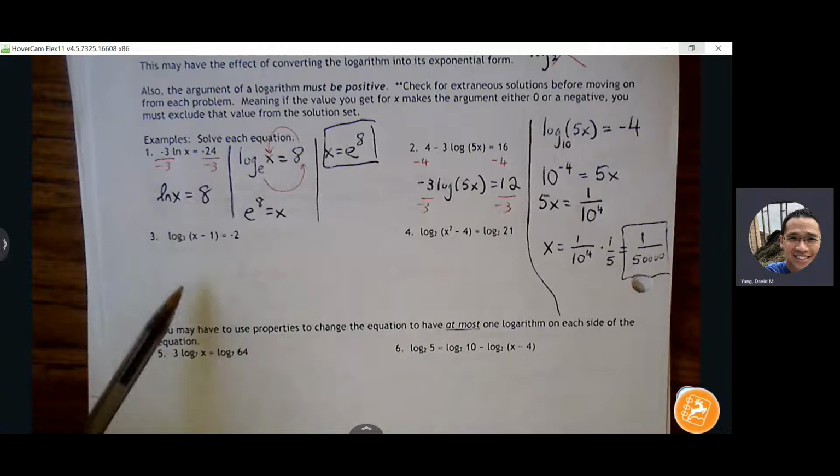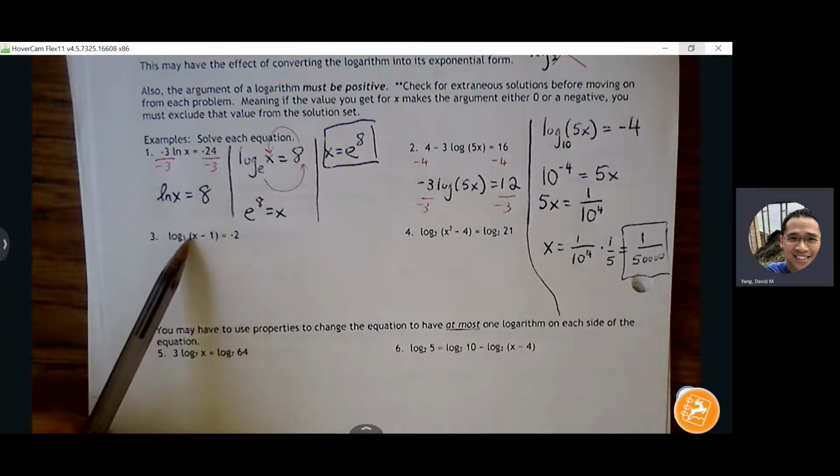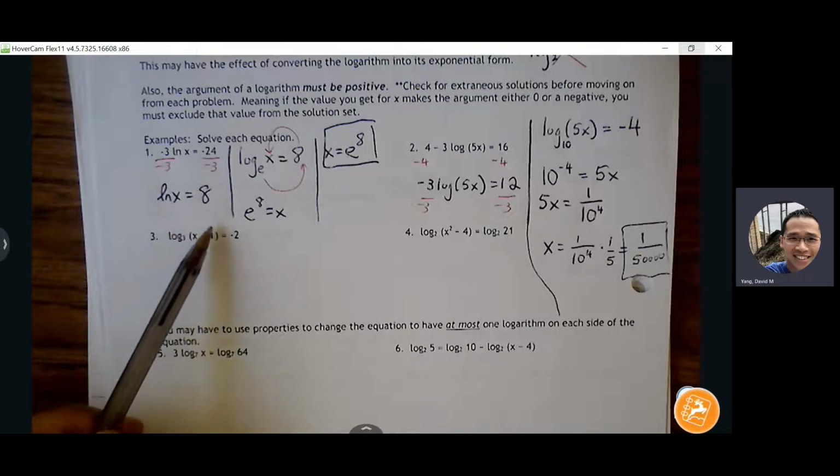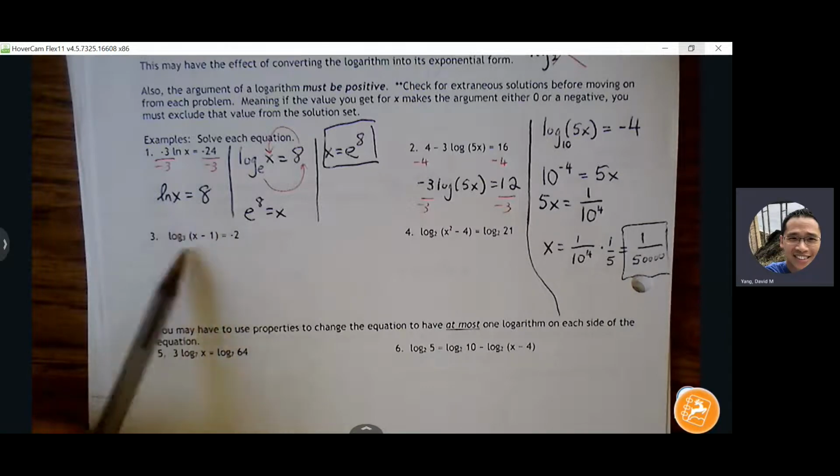Okay, number 3. Log base 3 of x minus 1 equals negative 2. Remember, this is an argument here. We can't distribute this log through. This is not one of the properties available to us. So the best we can do is, we can't do anything in this form. So let's get into exponential form.